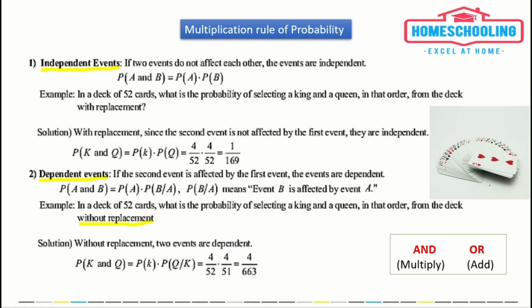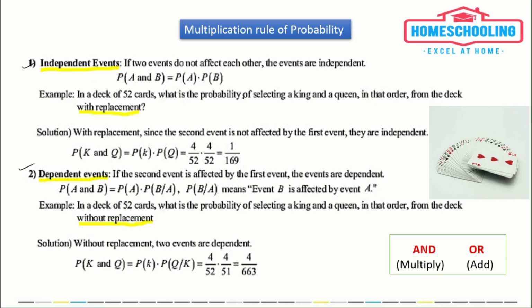Multiplication rule of probability. We use the multiplication rule when we have two events happening at the same time or one after another. And those two events can be either independent of each other or dependent on each other. So let me take independent events. Let's take an example: in a deck of 52 cards, what is the probability of selecting a king and a queen from the deck with replacement? How can we tell an event is an independent event? If things are replaced back, then it is an independent event.